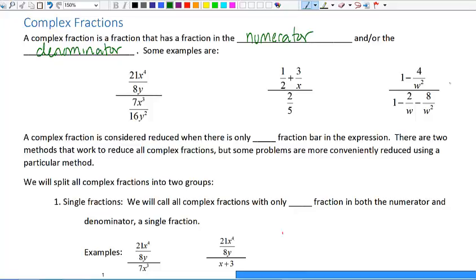Now, the word complex in English usually means really hard or really complicated, but complex in math doesn't necessarily mean that these problems are going to be really hard or complicated. It just means that there's a fraction within another fraction. Another example would be 21x to the fourth over 8y divided by just 7. That has a fraction in the numerator, then a longer, bolder fraction bar, and then only a whole number in the bottom. You can have a whole number in the bottom or in the top, just as long as there is at least one extra fraction either in the numerator or the denominator, then the whole thing's a complex fraction.